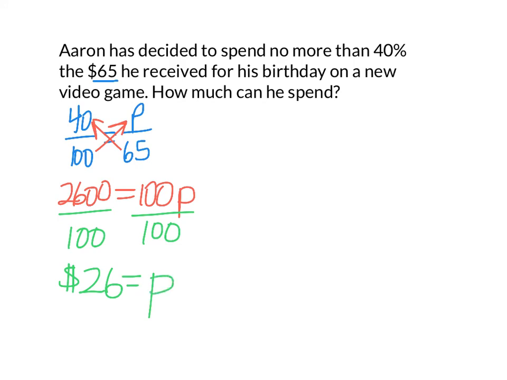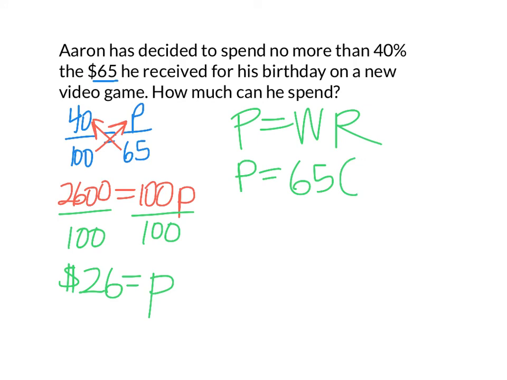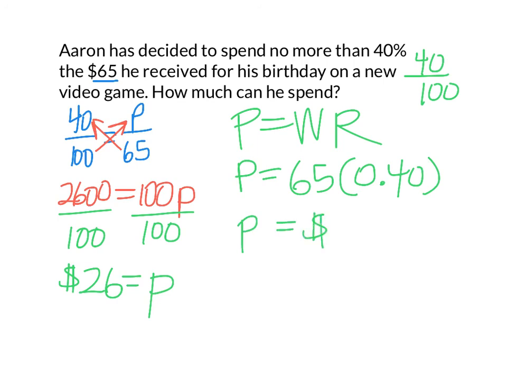Now if we use the percent equation, the part we don't know. The whole is 65. The rate, again, we do 40 over 100, which means 40 divided by 100, and that will give us 0.4, or if you like, you can put 0.40, and that immediately gives us the $26. And that's percent proportion compared to percent equation.